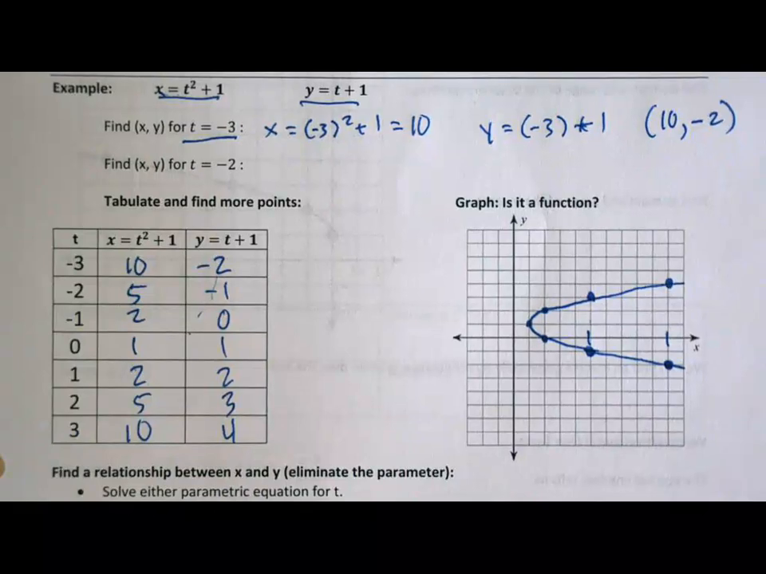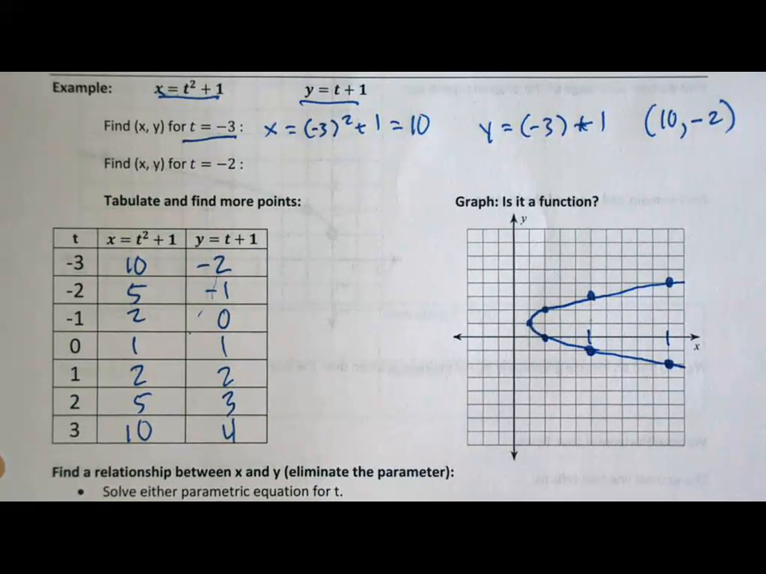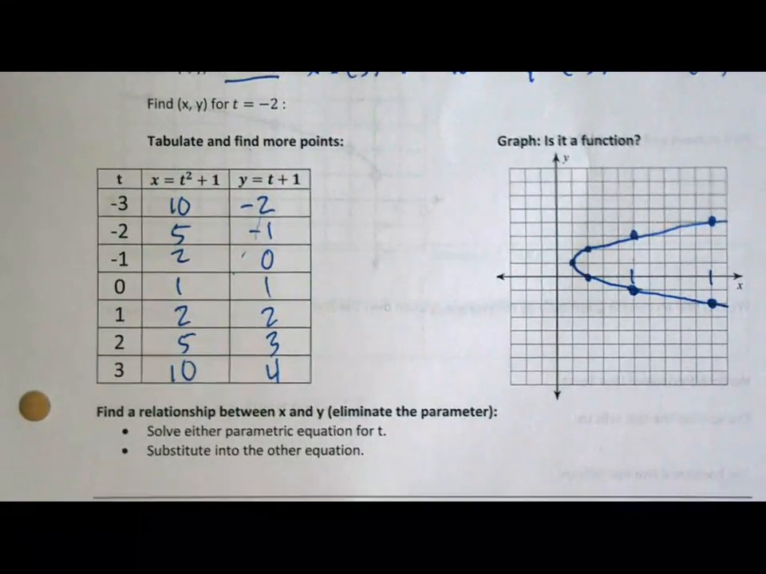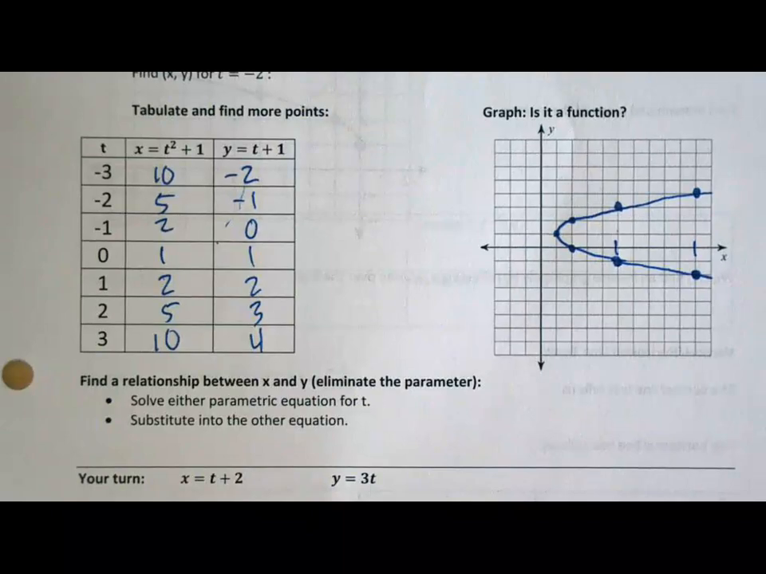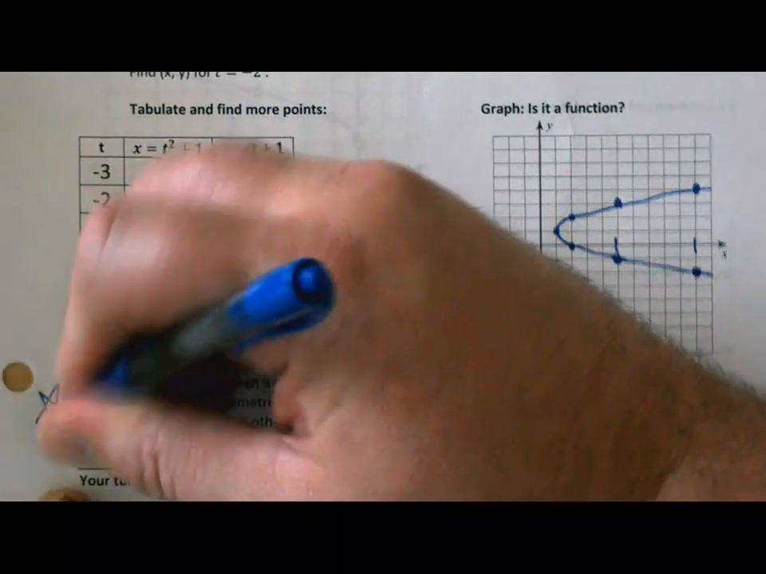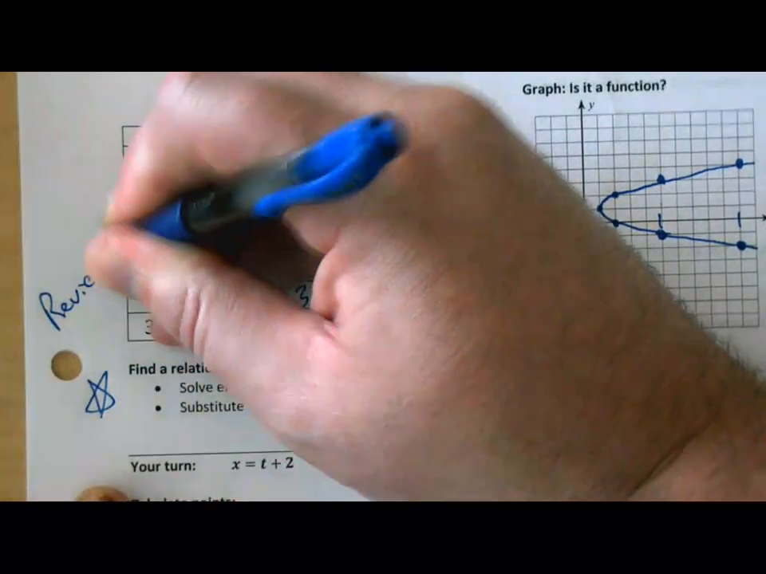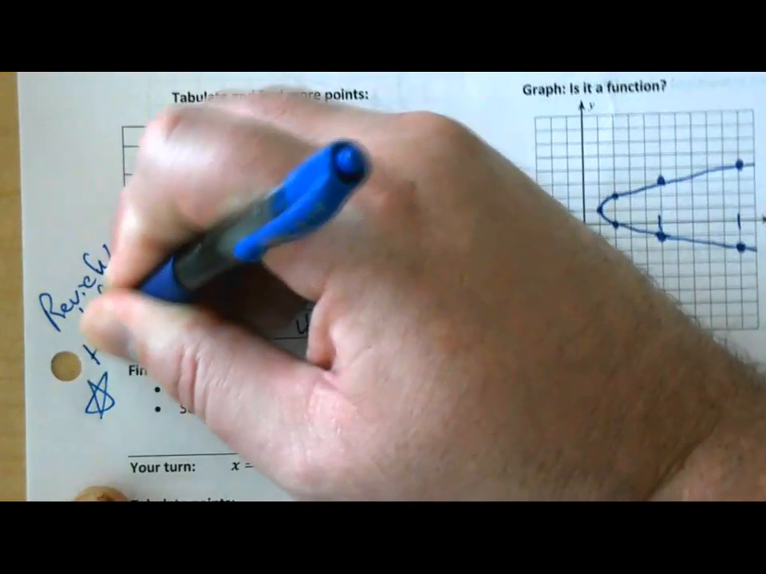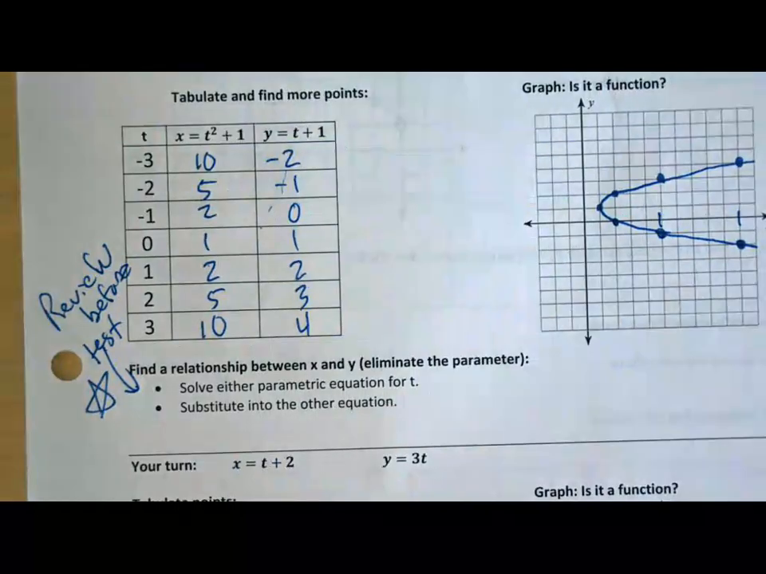Okay. This next part is not tricky, but for some reason, this is always one of the lowest scoring items on our first test. I don't know if it's just because we barely spend any time on it, or if it's one of those things that's just so simple that we forget about it. I'd urge you to put a star next to this and make yourself a note, review before test. Finding a relationship between x and y by eliminating the parameter.